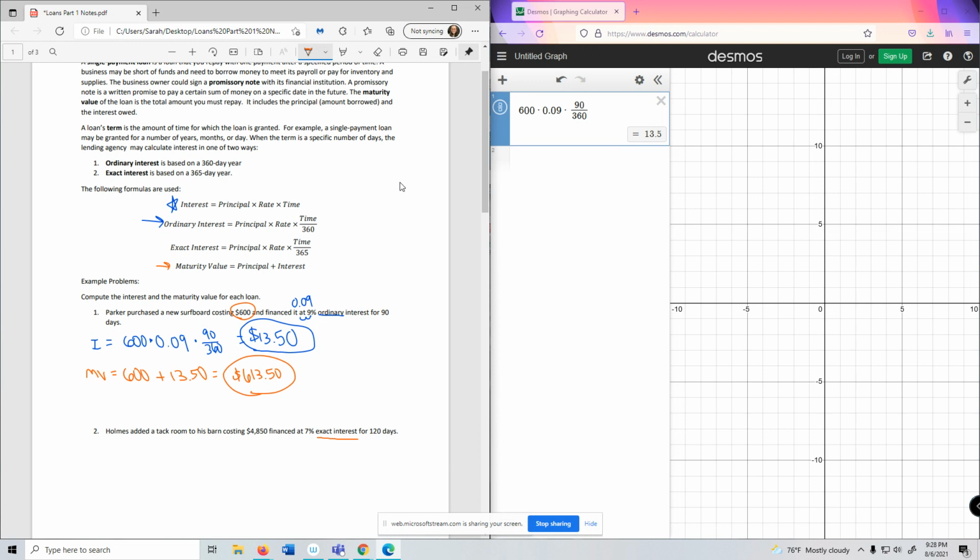The next problem is very similar, but notice it says exact interest. So when we set things up for exact interest, we're going to have divided by 365 instead. Holmes added a tack room to his barn costing $4,850, financed at 7% exact interest for 120 days. So to find our interest, it's the cost of the barn for our principal, $4,850, times the rate, 7% turns into 0.07 when we switch it to decimal form. And then time is 120 days divided by 365 since we are dealing with exact interest.